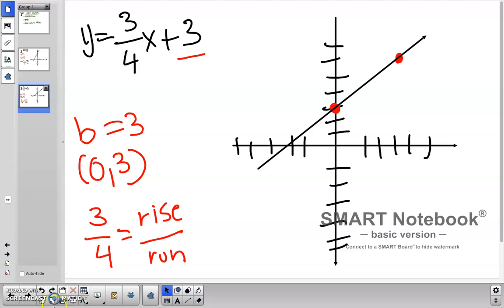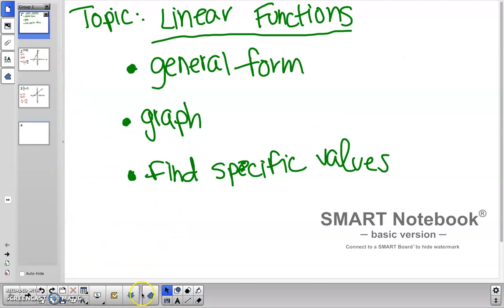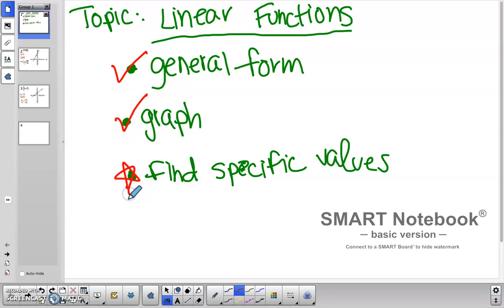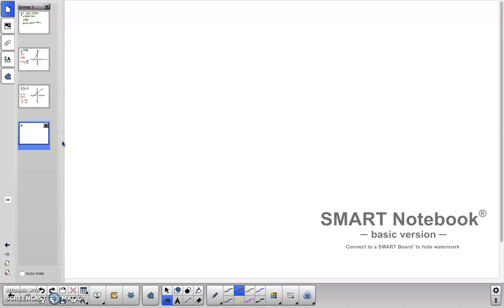Okay. Now let's take a look at our next part, which is going to be finding a specific value. So we talked about the general form. We talked about how to graph. Now let's find how to find a specific value. So, in an equation or a word problem, that's what I meant to say, they'll give you at least maybe 1 point, and they'll either give you the slope or the y-intercept.